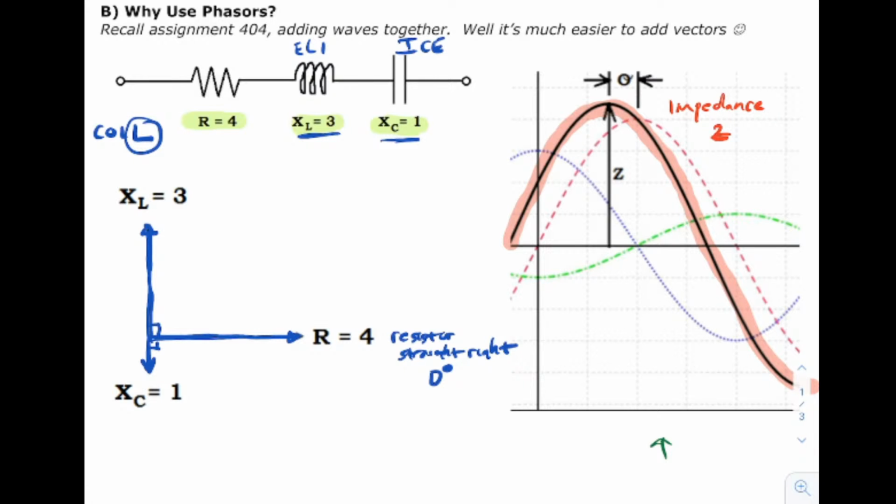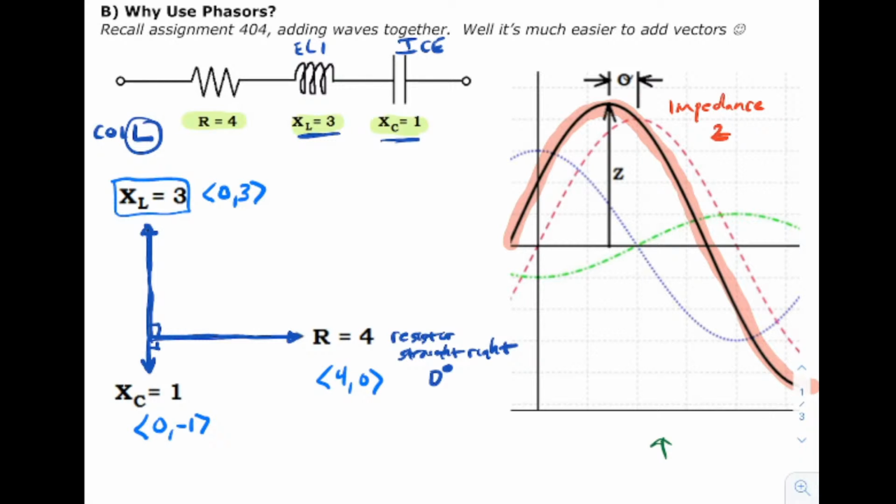Now let's go back to our old vector homework. Remember how we used to do the old vector homework? We'd say, okay, you want to add vectors? Think in terms of their x and y components. This coil component has an x component of 0 and a y component of 3. The capacitor has an x component of 0 and a y component of, remember, it's down, so -1. And then this resistor has an x component of 4 and a 0 y component, right? So that's the rectangular form of all of our vectors.